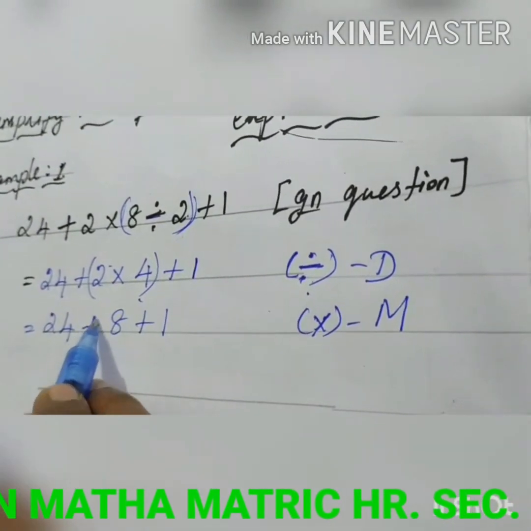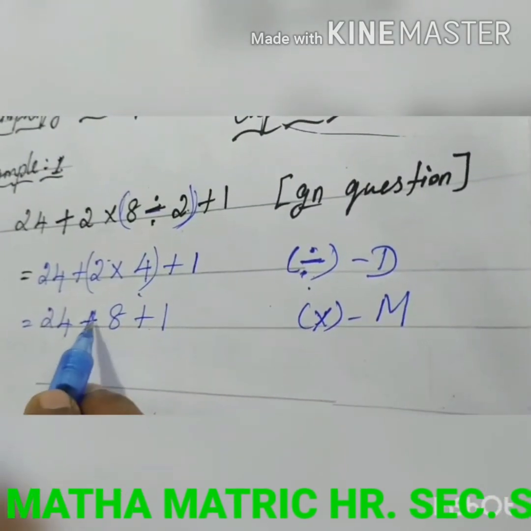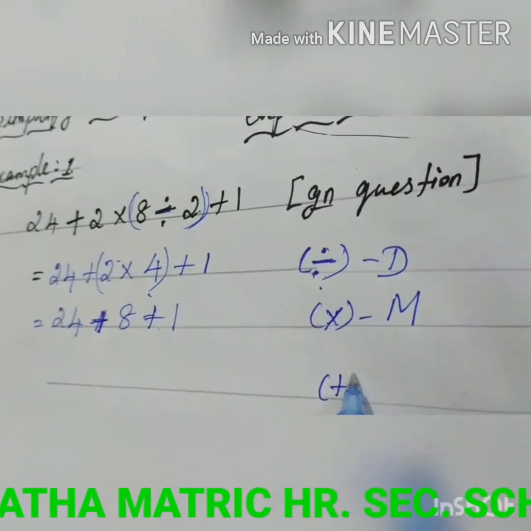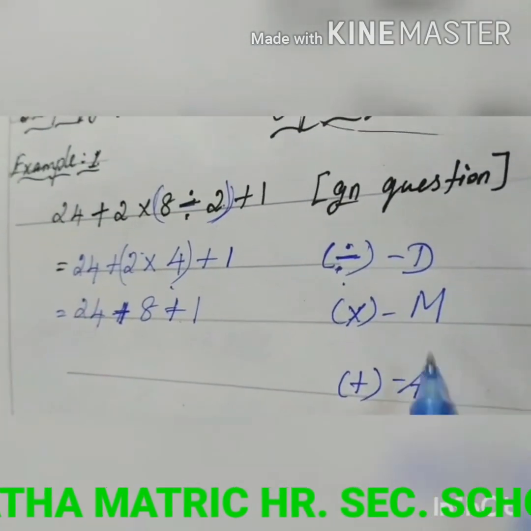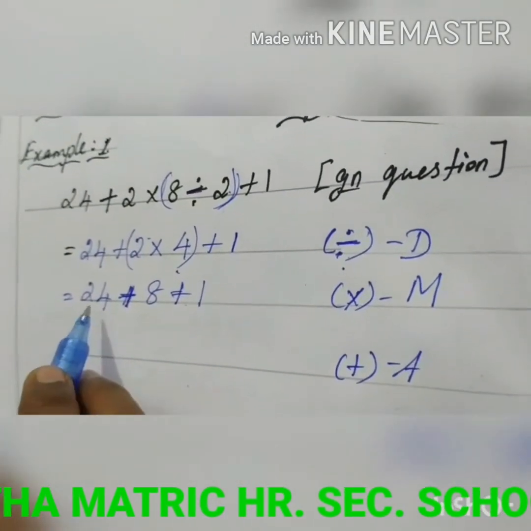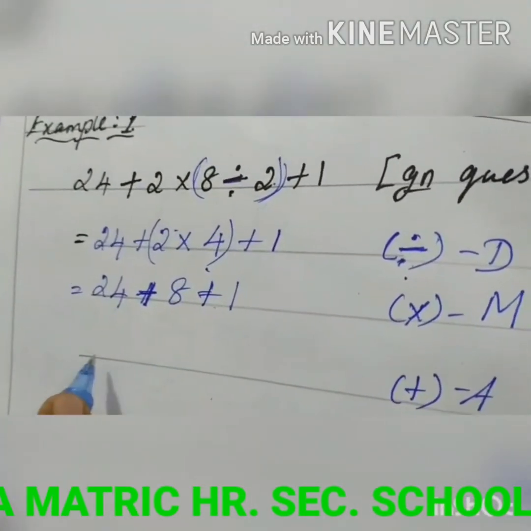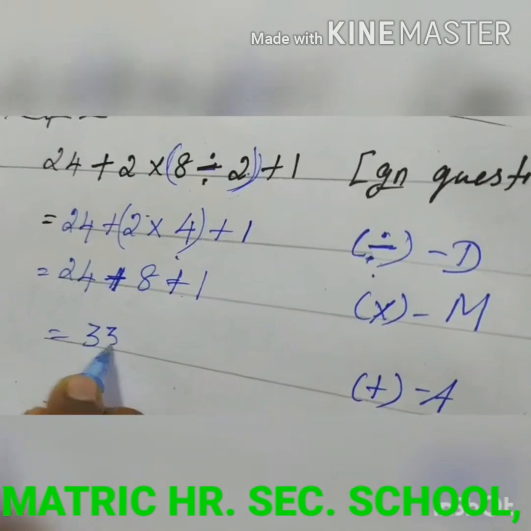Here at the last, everything is a plus sign. So you can add everything. Addition. Next one. 24 plus 8 is 32. 32 plus 1, 33 is your answer.